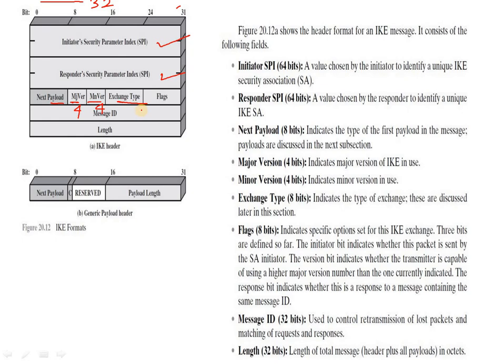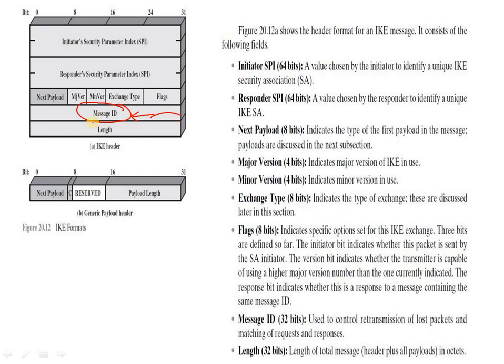Exchange type. Which exchange algorithm we are using is indicated there. It is of 8 bits. Then we have flags, 8 bits of flags. Then we are using message ID, which is used to control the retransmission of lost packets and the matching of requests and responses. Message ID is nothing but a number which is given to the message. So if any message is lost in between, we can check this message ID and retransmit that lost packet.